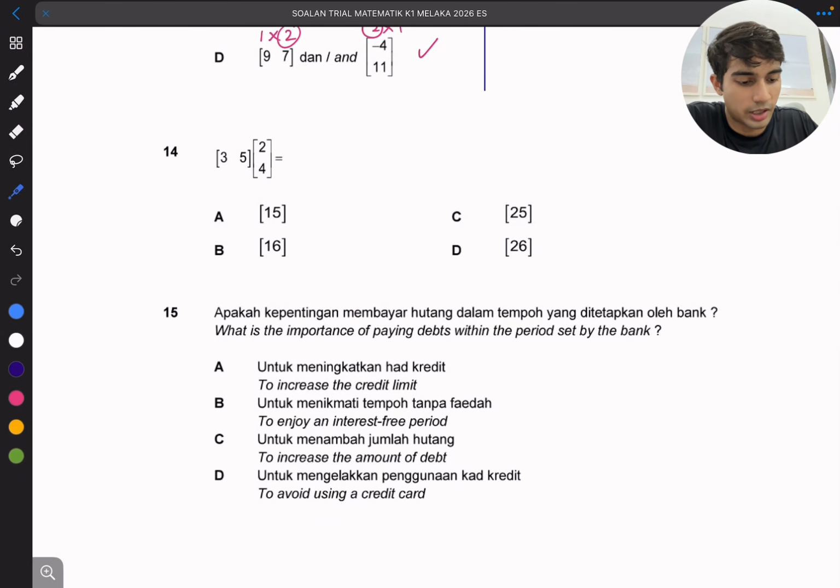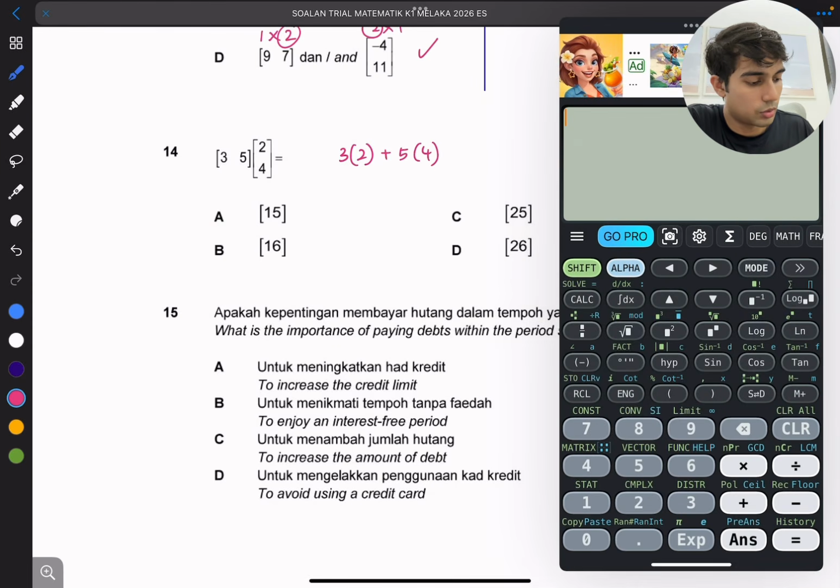Here. So here they want us to multiply the matrices. So what we have to do is we have to do horizontal, vertical. So it will be 3 times 2 plus 5 times 4. So 3 times 2 is 6, 5 times 4 is 20, 26.